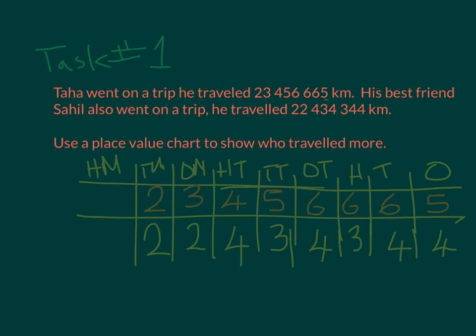And automatically, as I put it in there, I can see very quickly that my thousands are the same, and my millions are both the same. Then I go into my 10 millions, and I notice that, oh, look at that. That one's a 3. That one is a 2. Automatically, I know that Taha traveled further because it says who traveled more. We know Taha traveled more. So if I was to show that in a greater than and less than, I have Taha and Sahil. Again, it would point that way. That's how you figure that out.